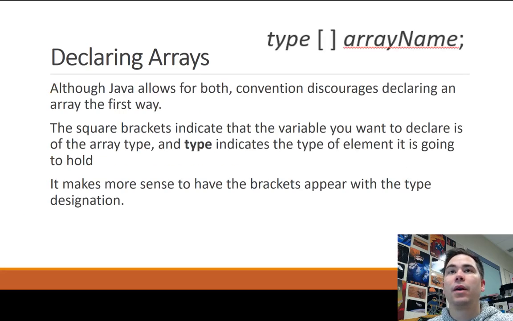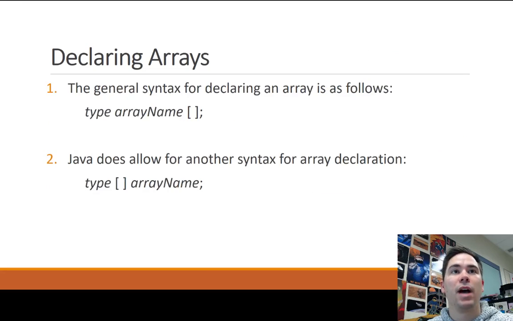Although it allows for both, convention discourages declaring the array the first way. So we'll go back. This is not actually the way that most people use. This is the conventional way, the second one. Type, square brackets, and then the array name.